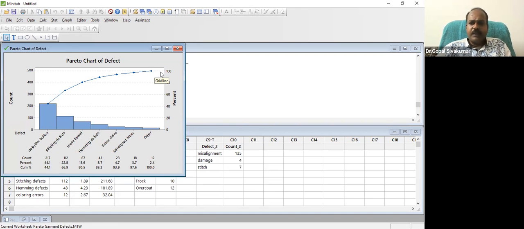Now tell me, 80% of the cost of poor quality is due to 3 defects. What are those 3 defects? If you attack those 3 defects, 80% of the cost of poor quality, the rejections in your company, can be fixed. What are those 3 defects?